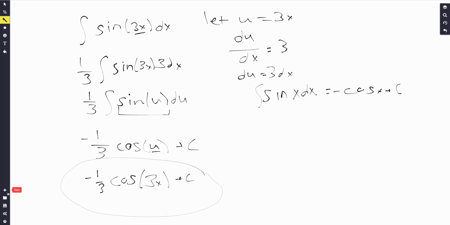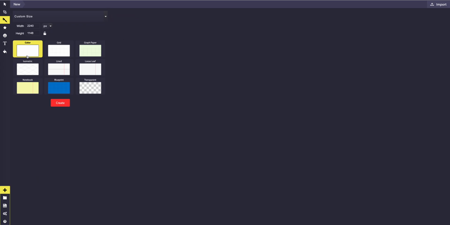Okay, let's move on to another example. Okay, so our next example is going to be the integral of tangent x times secant squared x dx. Okay, this one looks kind of complicated in the beginning, but it's actually really simple. So what I would do here is let u equal tangent of x.